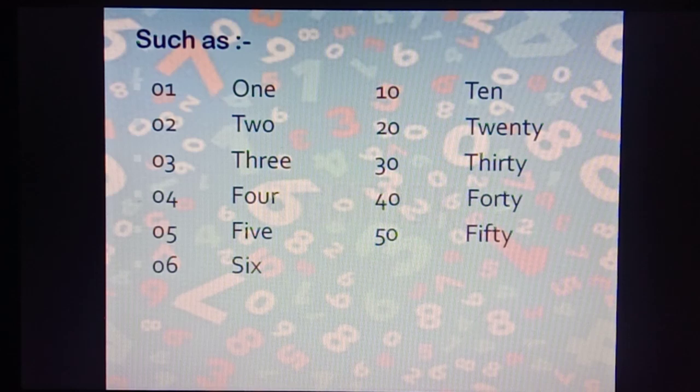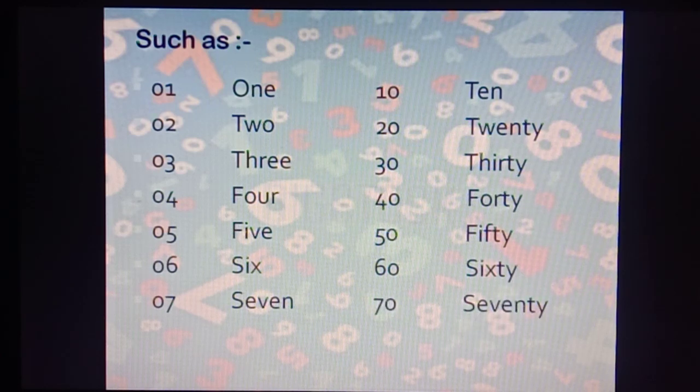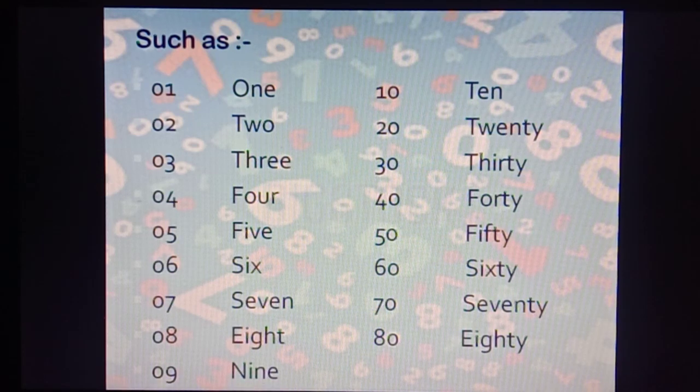When it is written before 6, it is number 6. And when it is written after 6, it is 60. When it is written before 7, it is the number 7. And when it is written after 7, it is the number 70. When it is written before 8, it is the number 8. And when it is written after 8, it is the number 80. When it is written before 9, it is the number 9. And when it is written after 9, it is 90.